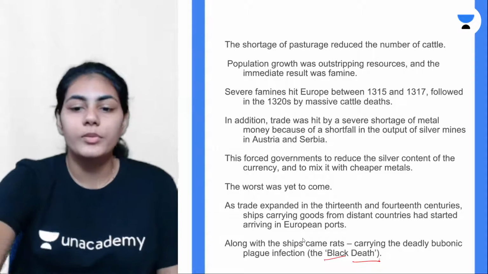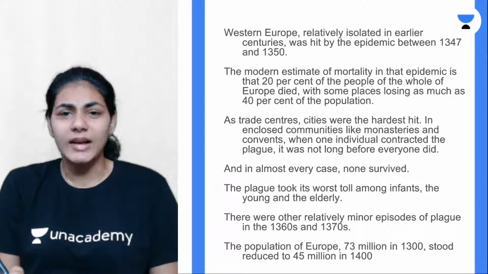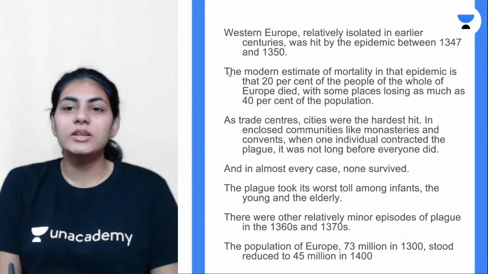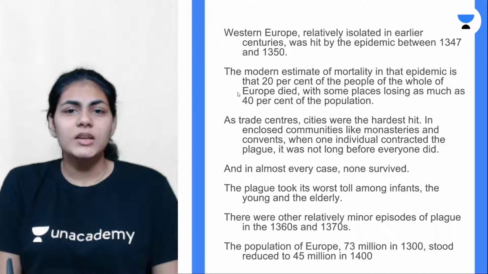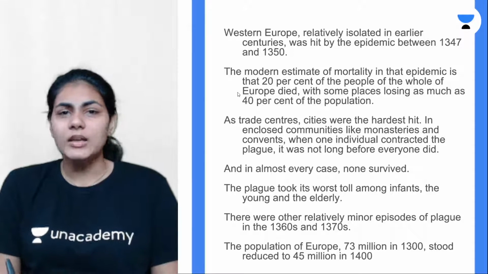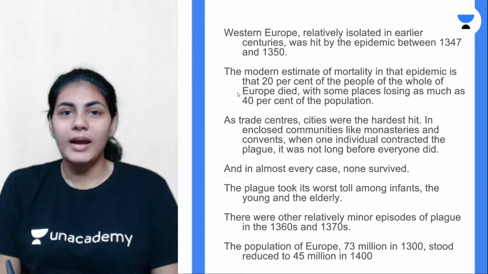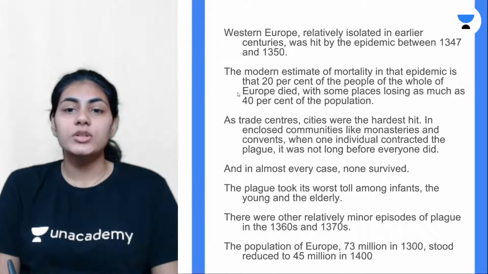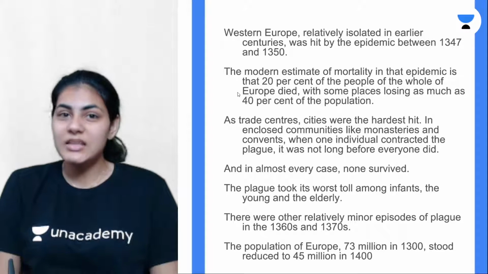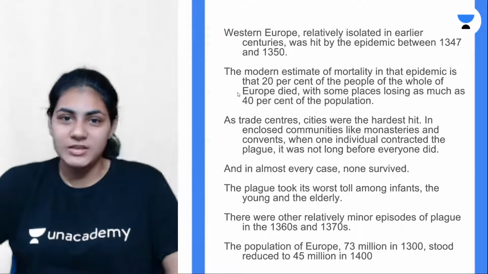Especially the western part of Europe was hit really hard because of this epidemic. This plague is referred to as an epidemic, especially between 1347 and 1350, right? So there was absolute chaos in these 3 years in the western part of Europe. So many deaths were happening, right? And according to a rough estimate by the scholars, almost 20% of the whole population of Europe died in these 3 years because of the plague. That is a lot, right? 20% of the population being totally wiped out by a random disease.